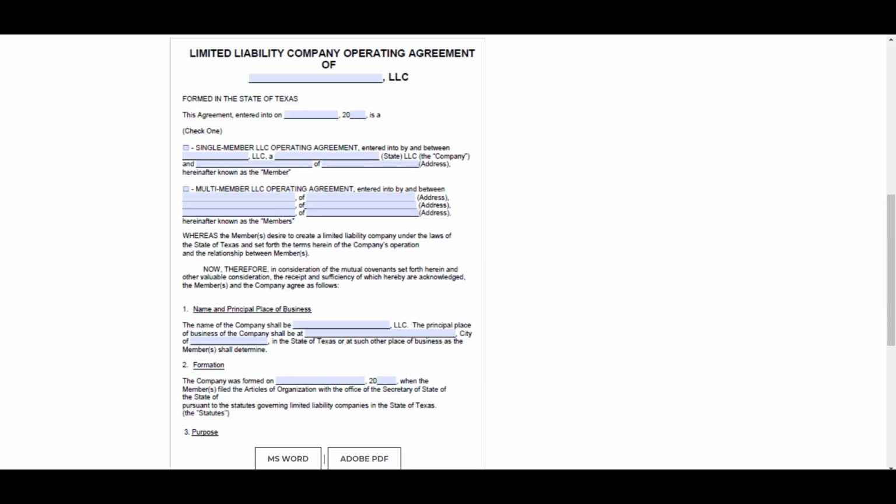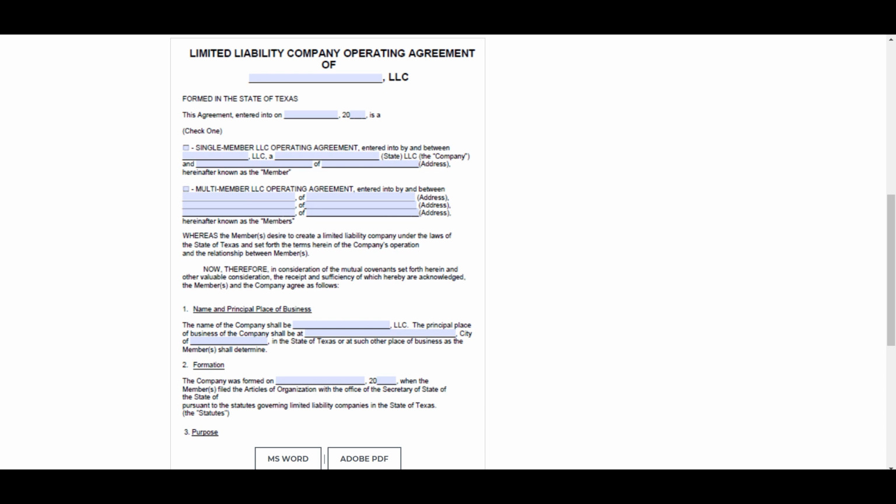So your next step, you're going to want to consider preparing an operating agreement. This is not required in Texas, but it is highly advisable. This is an internal document that establishes how your LLC will be run. It is not filed with the state.